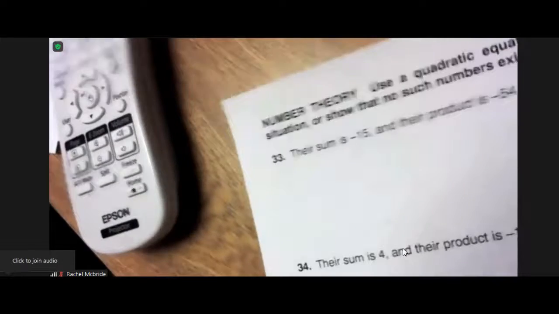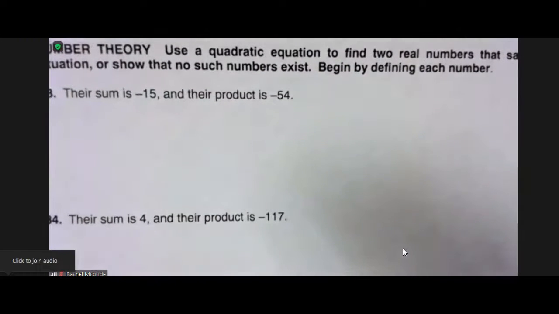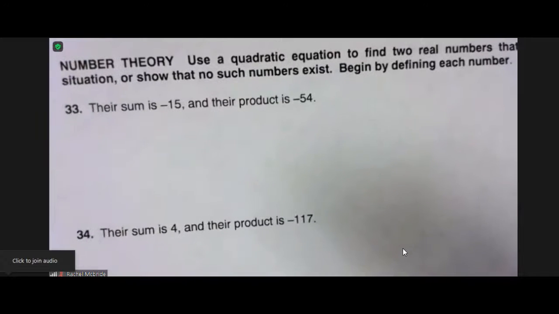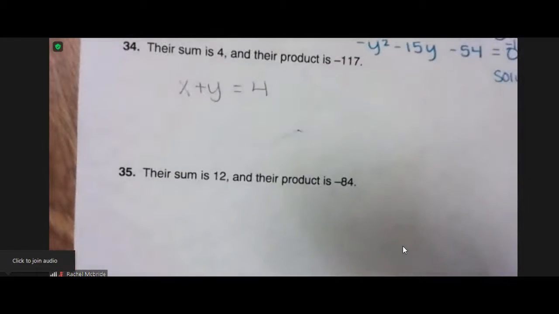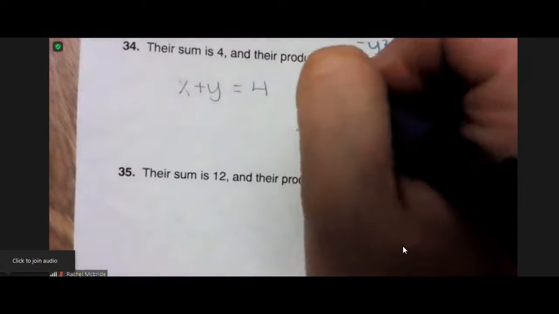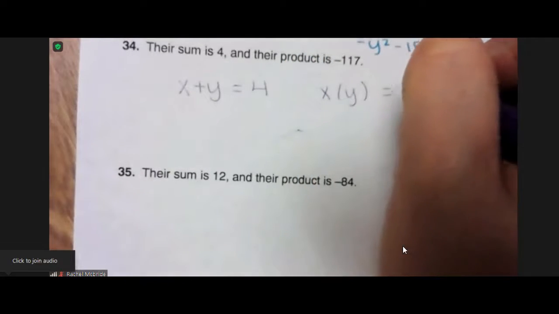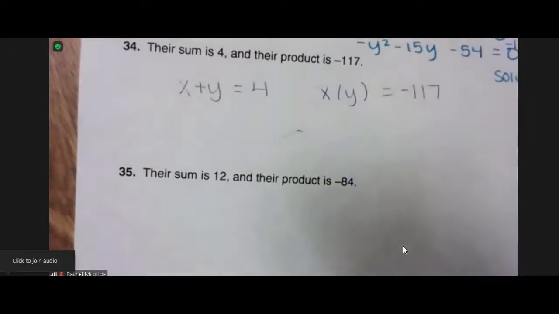It says, use a quadratic equation to find the two real numbers that satisfy each situation. It says their sum is negative 15 and their product is negative 54. So you might be able to look at that and figure out what numbers make it. Their sum is 4, and their product is 117. So again, same idea.